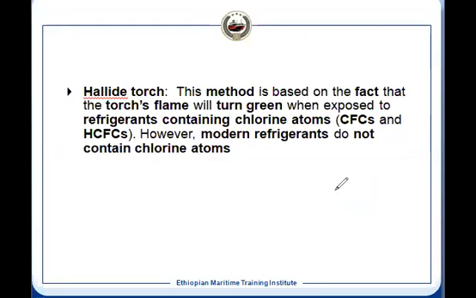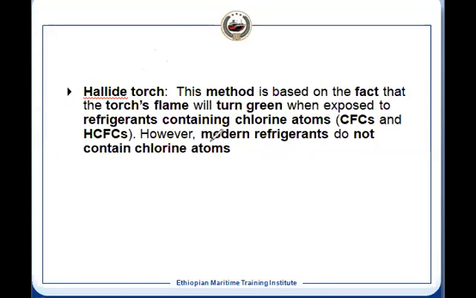Now there is the halide torch. This is one way we can check for leakage. You bring this torch, that is the flame, close to the area where you suspect the leakage. Then what will happen? If the refrigerant contains chlorine atoms, then when it is exposed to the flame, the flame color will change. The flame will turn green.